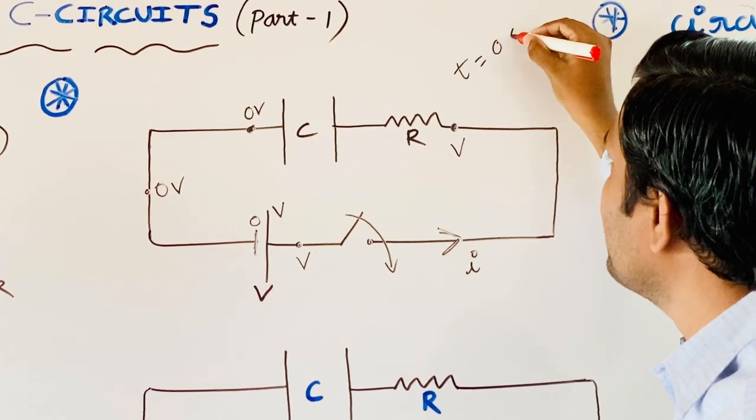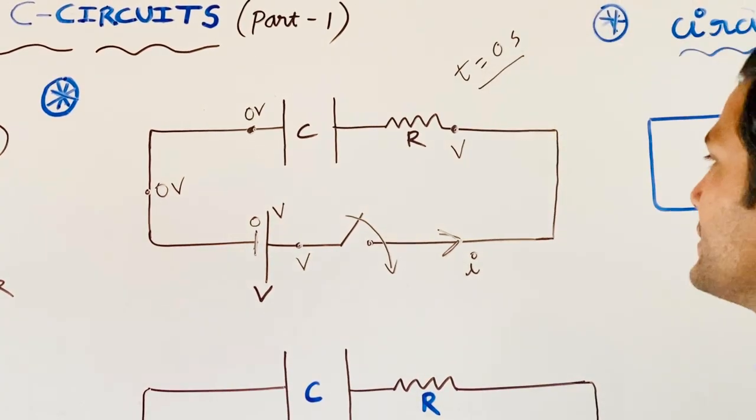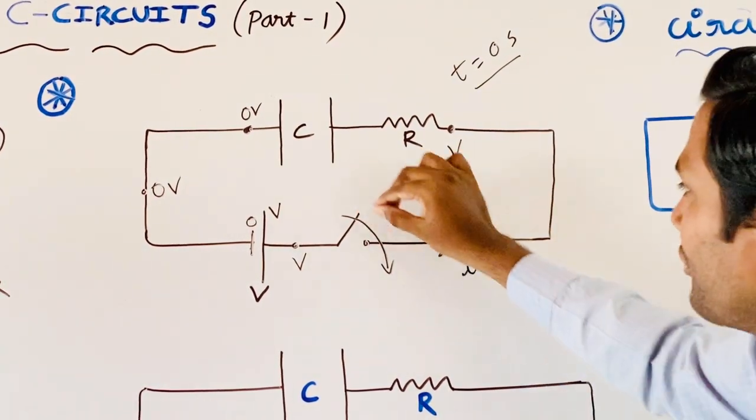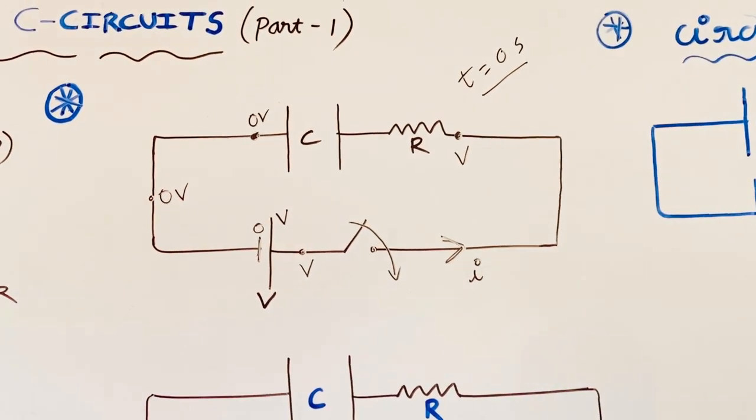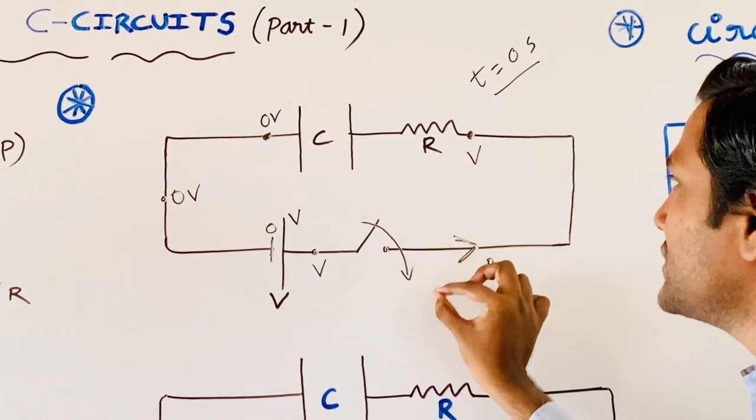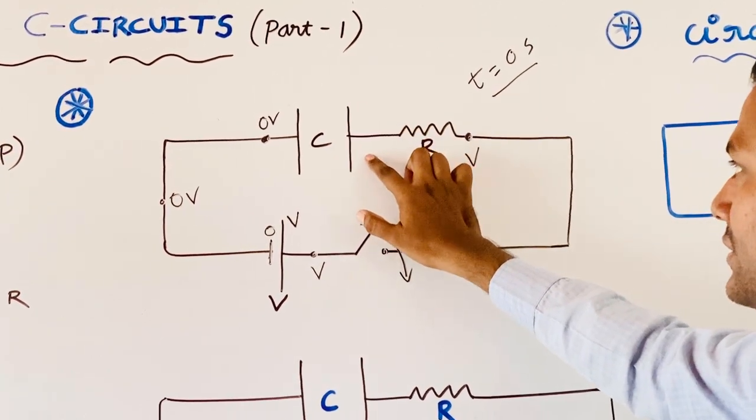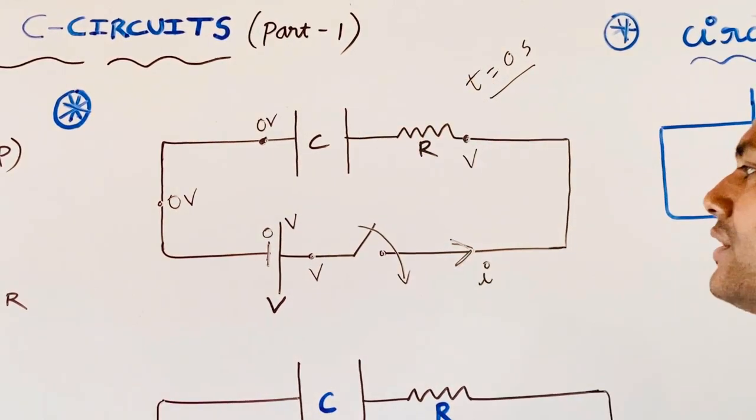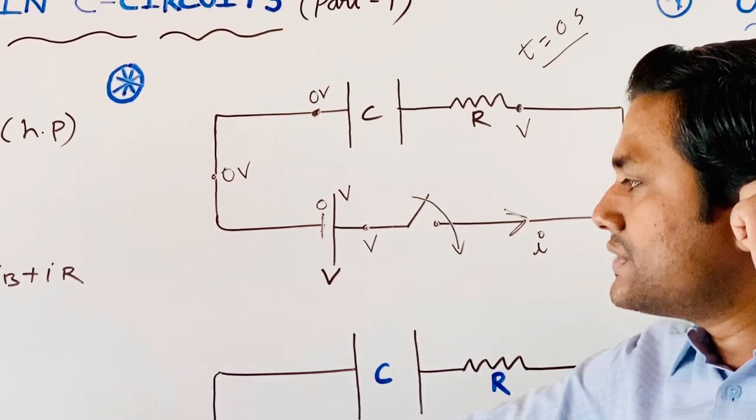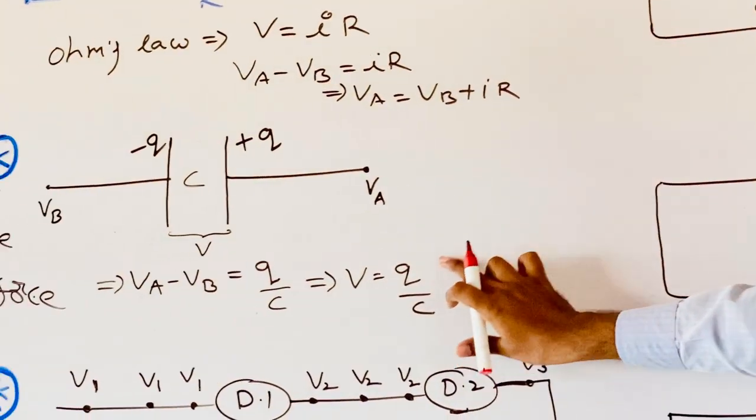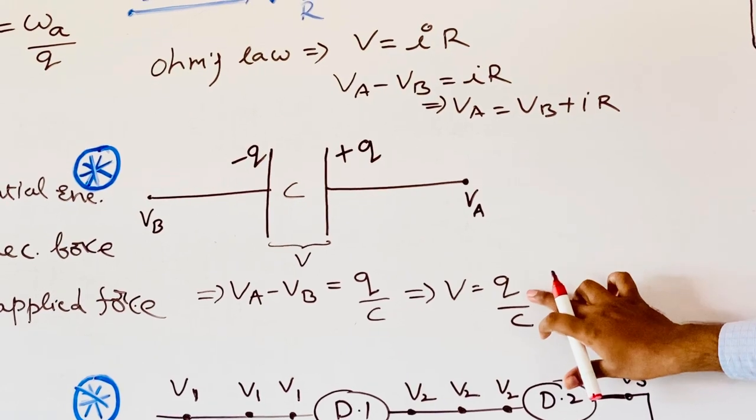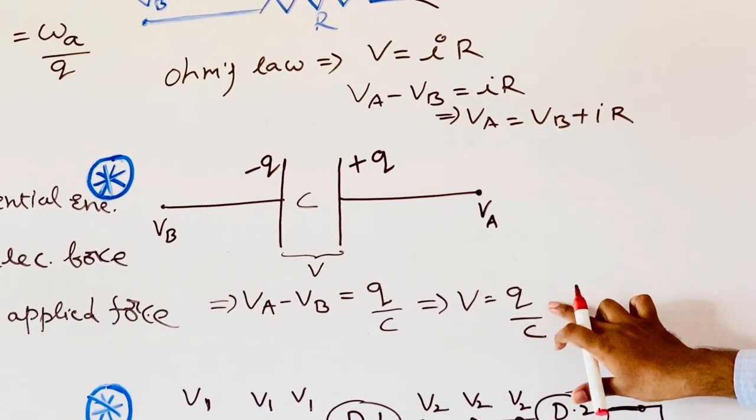So that's why here what we can conclude, since initially, suppose I am saying t is equal to 0 seconds. t is equal to 0 seconds is the time when you are just closing the switch. At the time of just closing the switch, there is no charge on the plate of the capacitor. If there is no charge on the plate of the capacitor, according to this equation, if Q is equal to 0, V is equal to 0.